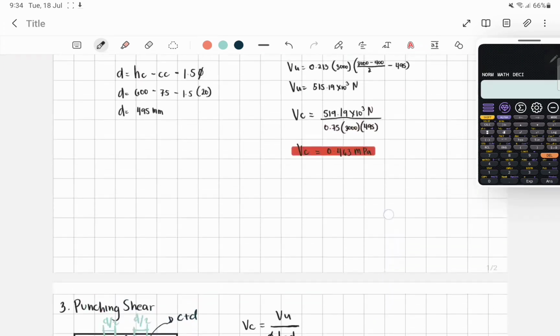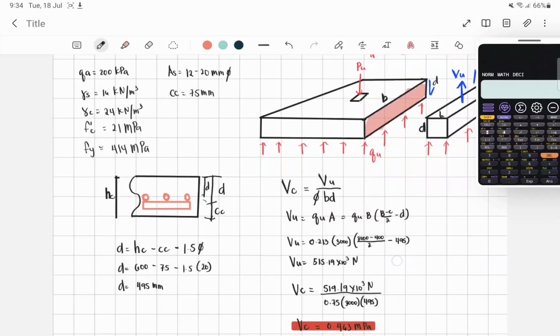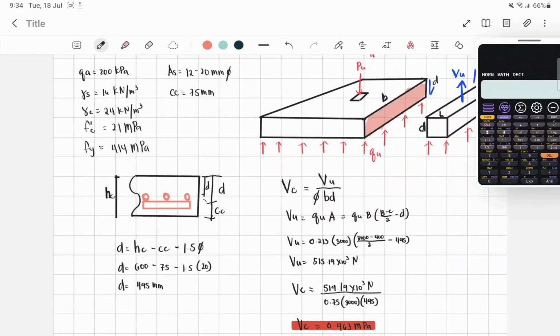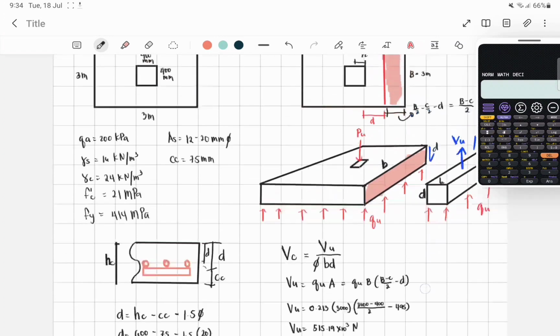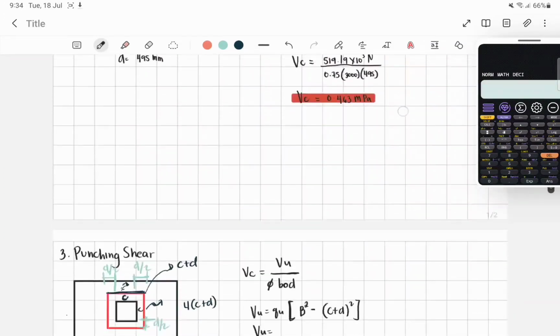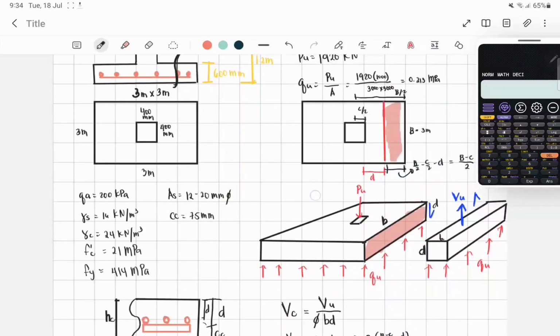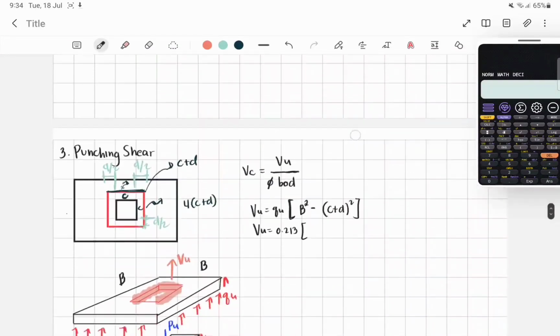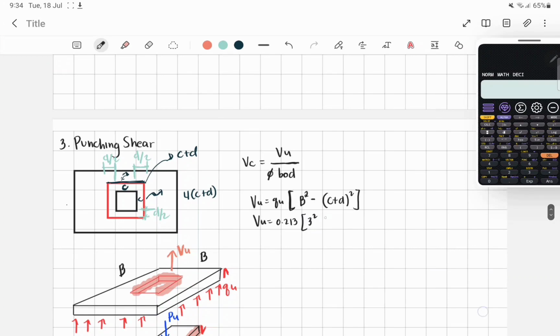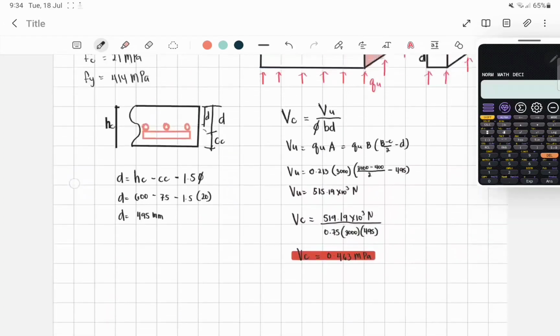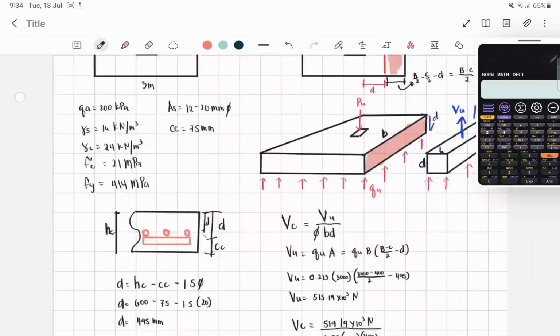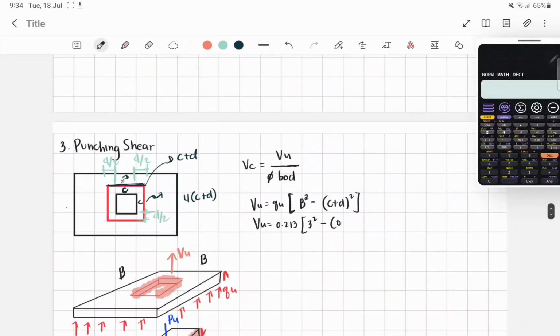So Vu shall be equal to qu. What was our qu last time? qu is 0.213, I think. Okay, 0.213 times B squared. Our B is 3 by 3, so 3 squared, minus the column dimension, which is given as 400 millimeters. Let me convert that to 0.4, plus the effective depth.